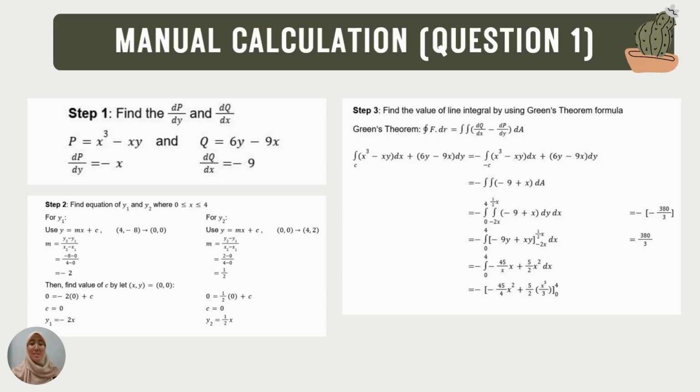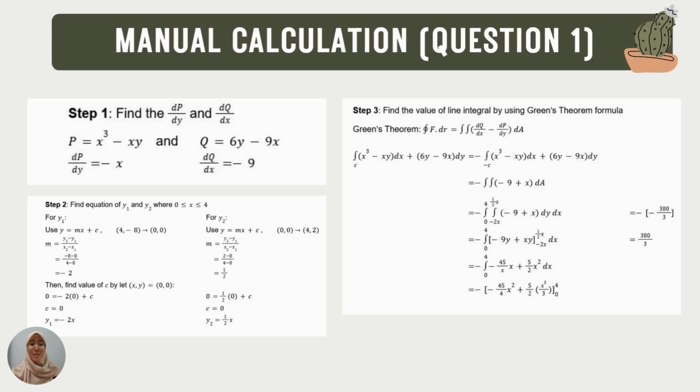For y2, we apply the same calculation, but for different coordinates, from (0, 0) to (4, 2). Now we get m equals 1 over 2, c equals 0, and finally, the equation of y2 equals 1 over 2 x.